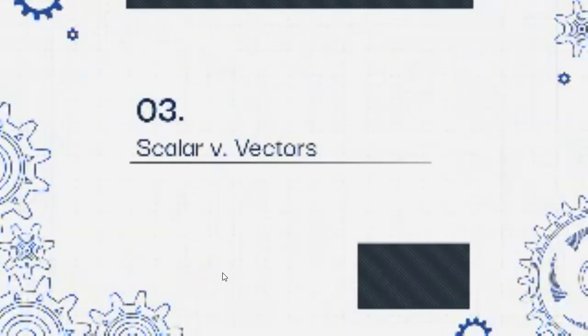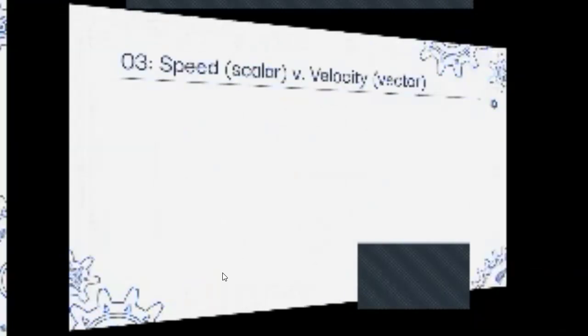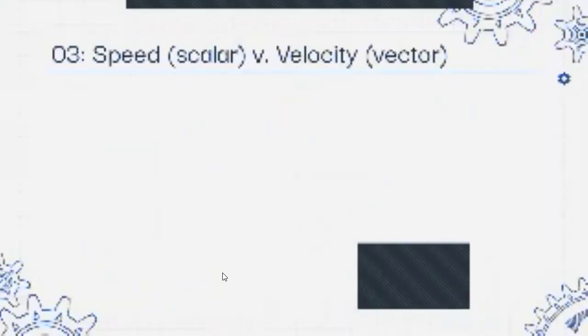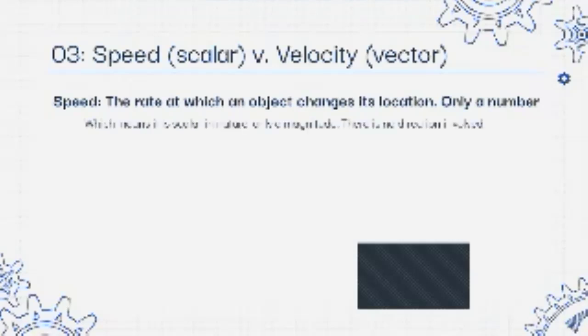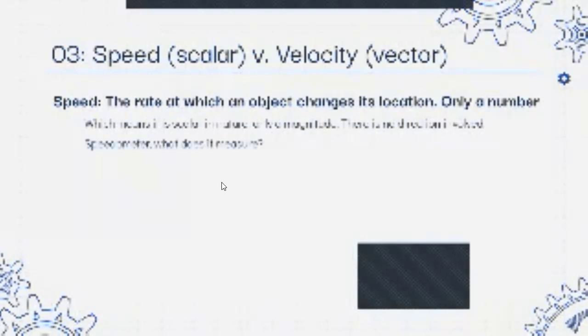All right. So scalar versus vectors. Speed is scalar because it's just a number. Velocity is a vector because it's got both the magnitude and a direction. So speed is the rate at which an object changes its location. It is only a number, which means it's a scalar in nature and only needs a magnitude. Okay, there is no direction. So when I say it, it's got to happen per hour, kilometer per hour, things of that nature. But I talked about this before.